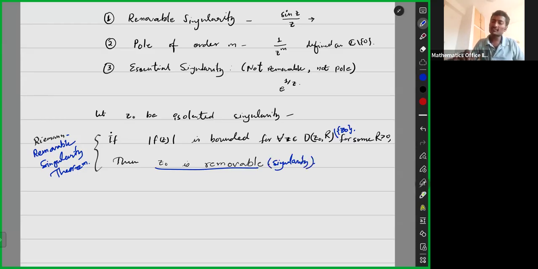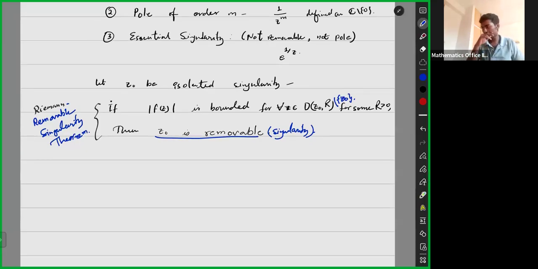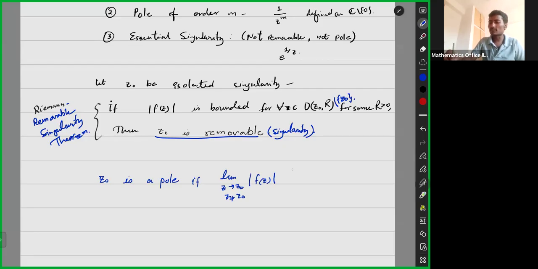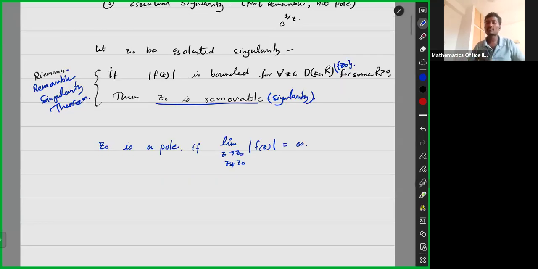Okay. So what is the second criterion? If it is bounded, then it is removable. If it is not bounded, then it is a pole. So z naught is a pole if the limit as z tends to z naught of mod of f is equal to infinity, that is, it is going to infinity. Okay. So the poles are clear, removable singularities are clear.